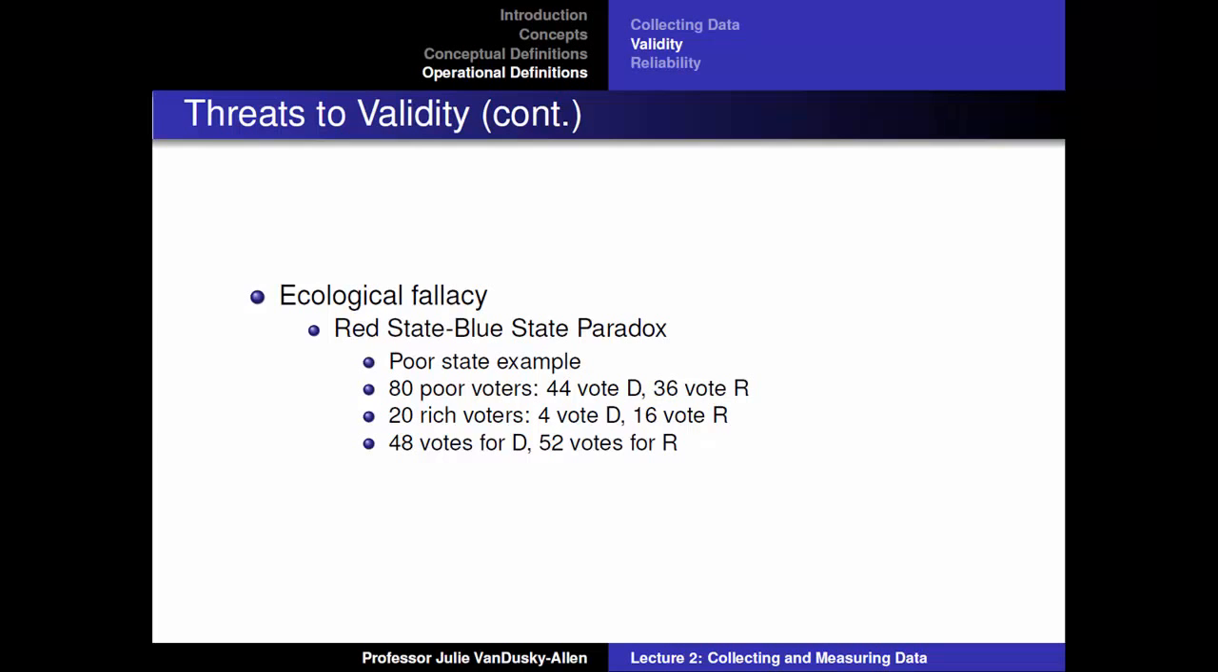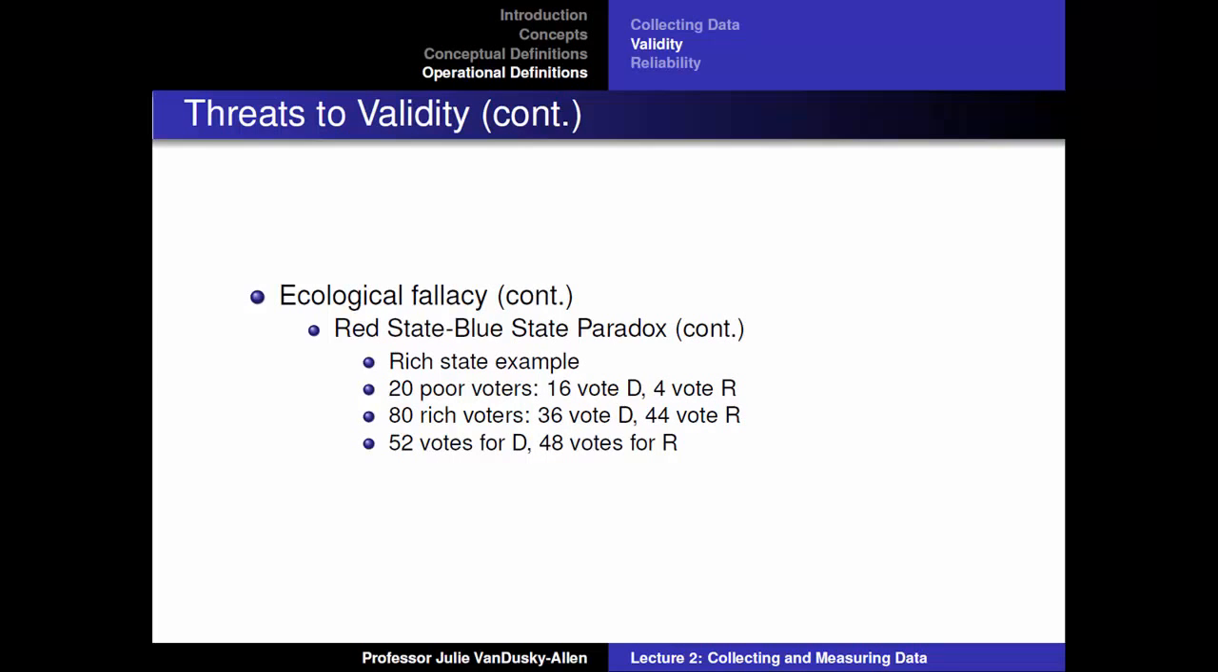This is known as the red state, blue state paradox. The paradox demonstrates how we cannot apply the behavior of all voters in a state to the individual voters in that state. To demonstrate how this happens, I created 2 hypothetical states. First, there is a poor state with 80 poor voters and 20 rich voters. As you can see, the poor voters are more likely to vote for Democrats, 44 to 36, while the rich voters are more likely to vote for Republicans, 4 to 16. However, when we add all the votes together, there are more votes for Republicans than Democrats. So this poor state voted for the Republican candidate.